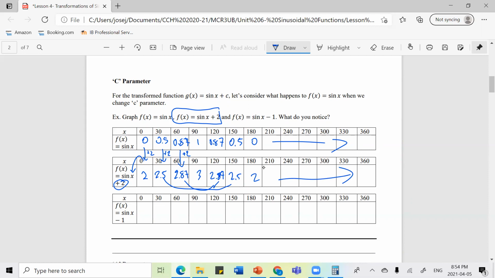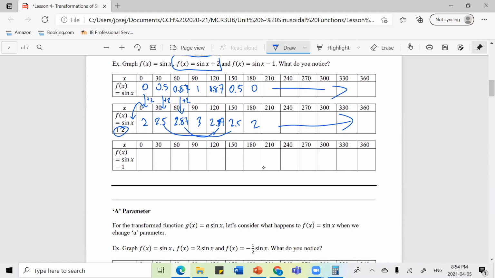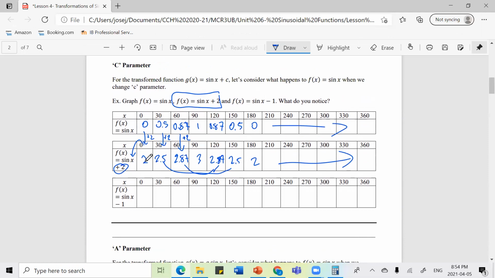So what do you think happens with that C value? If I add it, I'm bringing all the points up, right? So what's happening with my y values? My y values are just increasing by 2, which means my graph just vertically shifts up. And what do you think is going to happen if I subtract the 1, for example?